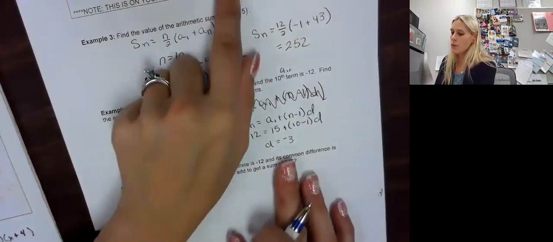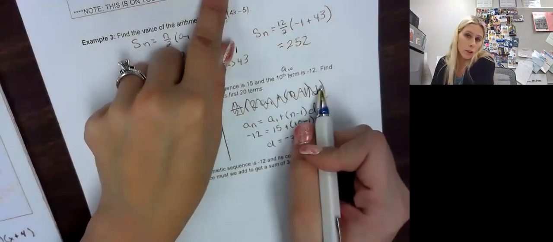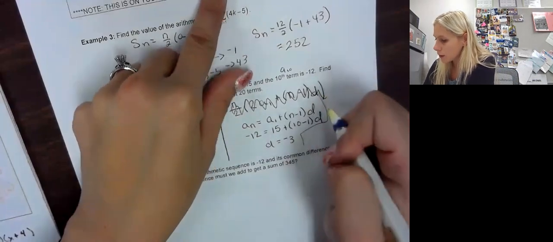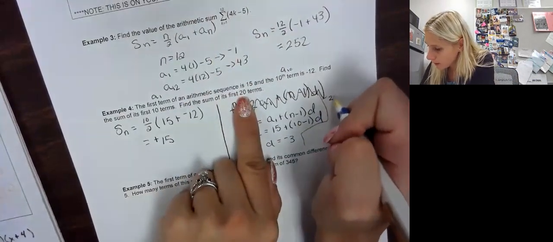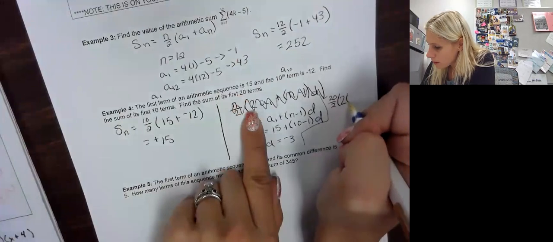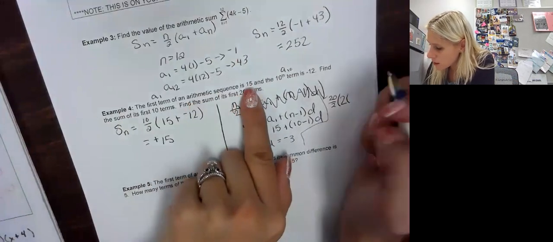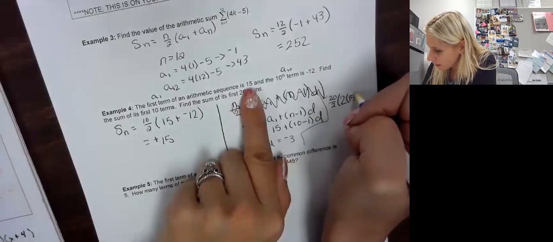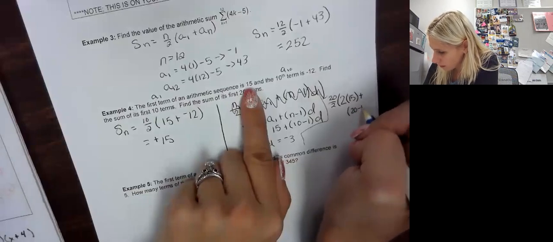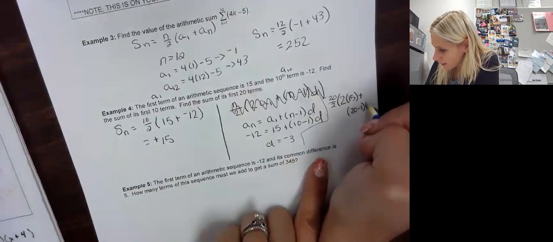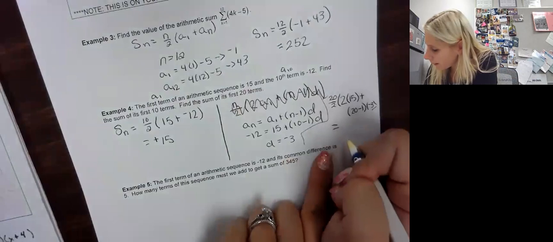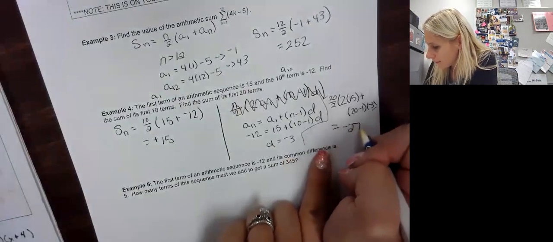Now we can use that equation that I crossed out here. So maybe I didn't have to cross it out. So let me start writing it over here. So our n in this case is 20 over 2 times 2 times the first term, which is 15, plus n is 20 minus 1 times negative 3. When we put that in our calculator, we get negative 270.